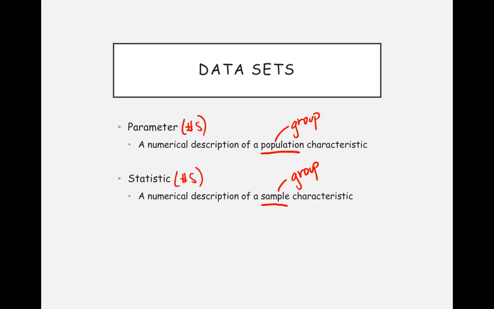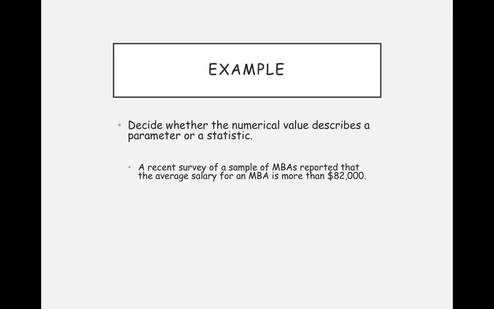So a lot of times students can remember that the two P words go together and the two S words go together, but then they forget which one is the number and which one is the group. So here's another example.